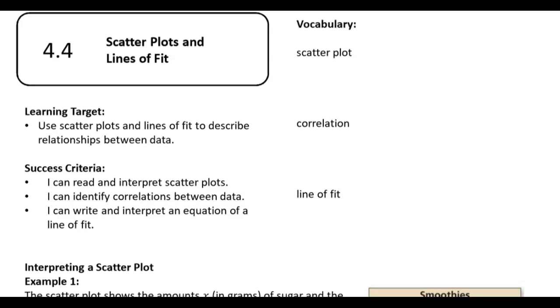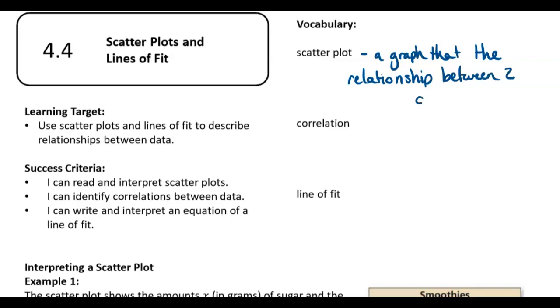So the first thing we need to know: a scatter plot is a graph that shows the relationship between two data sets. Okay, and we're also going to write about correlation. The correlation is the relationship between two data sets. Sometimes they have a correlation, sometimes they don't, sometimes it's strong, sometimes it's medium.